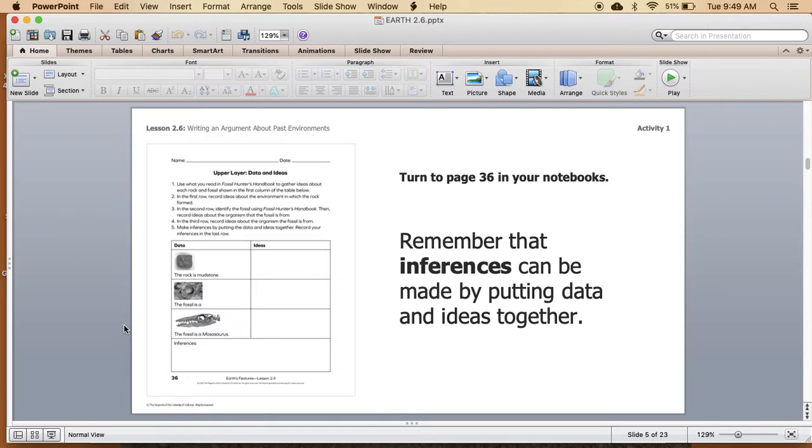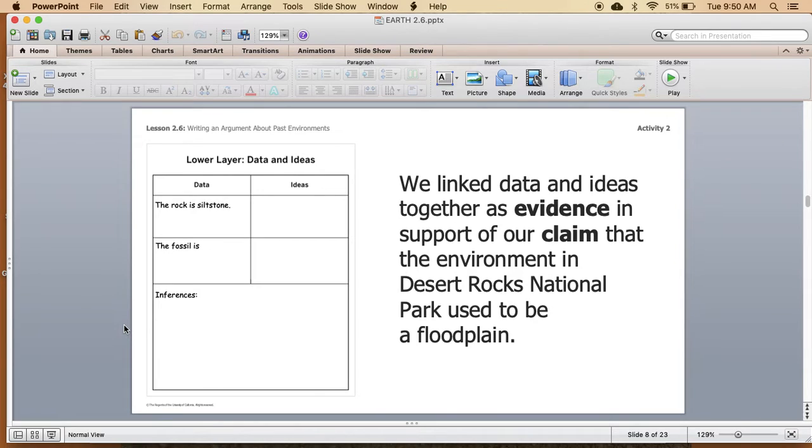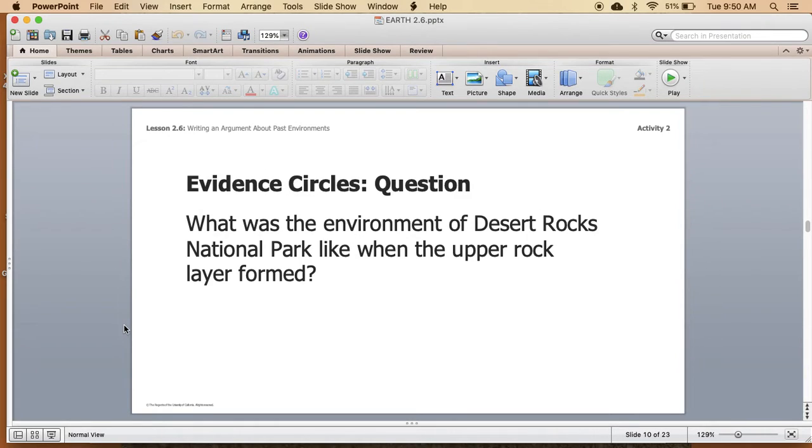You can also use the pages that I have attached from our Fossil Hunter's Handbook. Okay. We linked data and ideas together as evidence in support of our claim that the environment in the Desert Rocks National Park used to be a floodplain. We will use the evidence circles routine again to discuss our inferences, make a claim, and support the claim with evidence, except since we're not in class, we will not have actual evidence circles. What was the environment of Desert Rocks National Park like when the upper rock layer formed?